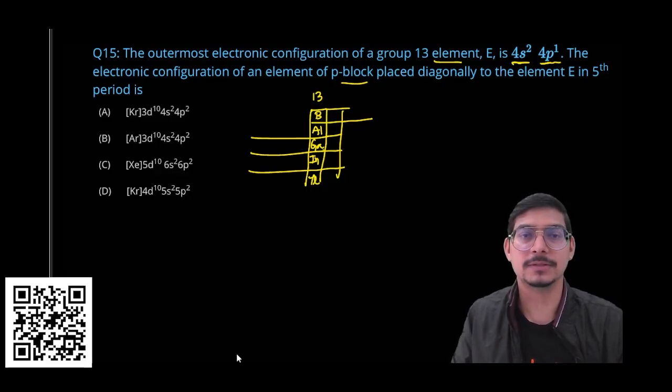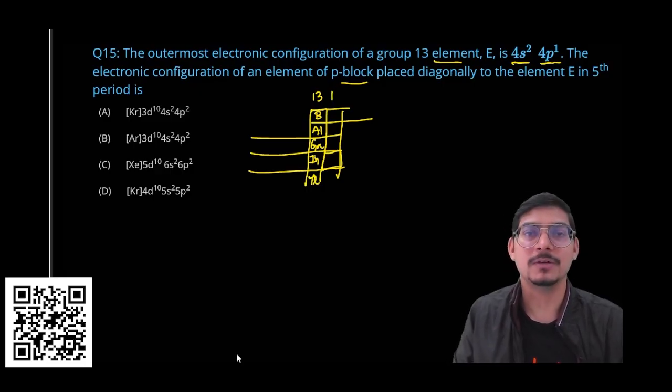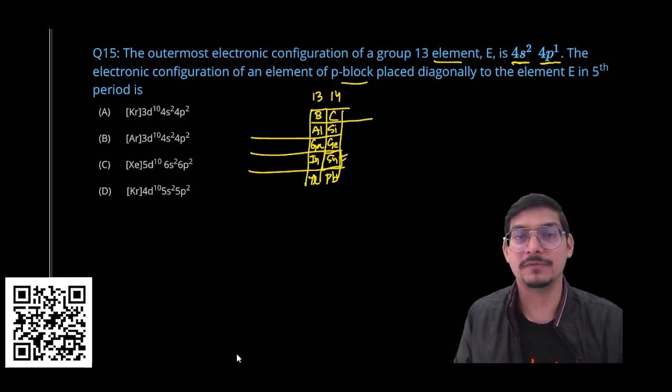So diagonally to this can be either this or this, but the question clearly mentions that we are looking for fifth period, which means that we are basically looking for this element. So what is the electronic configuration for this element? So now let us see what is group 14 here. So the elements in group 14 are carbon, silicon, germanium, tin, and lead. So the element that we're looking for is tin with an atomic number of 50.